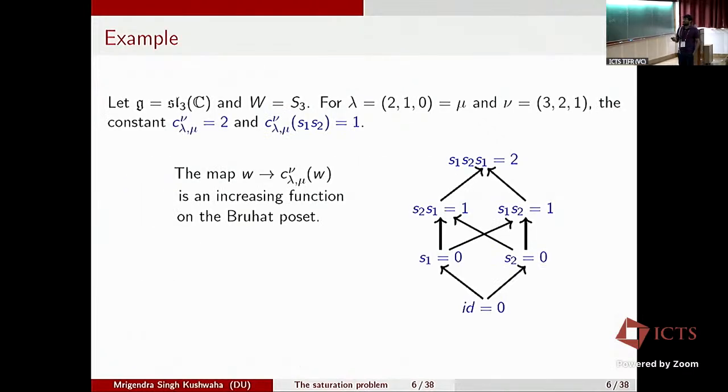So here is one example. If I take G equal to SL3C, then the Weyl group is just S3. If I take two dominant integral weights which correspond to partitions, lambda equal to 210 and mu equal to 320, then the tensor product multiplicity C lambda mu nu in the full tensor product is 2. But if we see this refined multiplicity, for S1 S2 it is 1, and for S2 S1 it is also 1. For S1 it's 0, S2 is 0, identity is 0. So in the Bruhat graph we can draw all this picture.